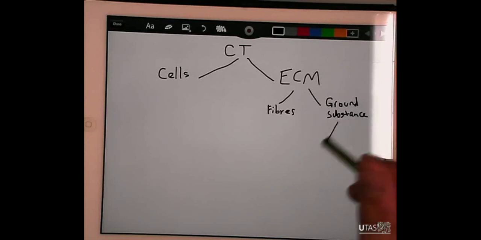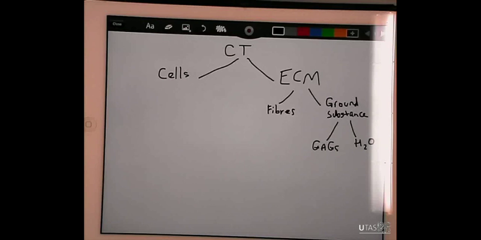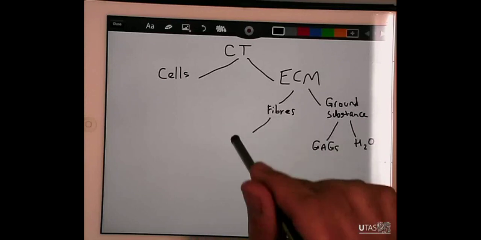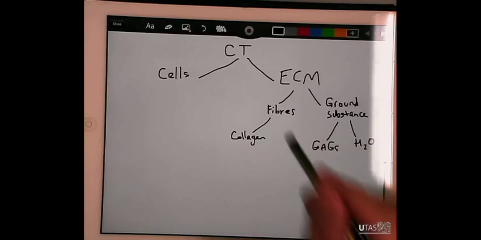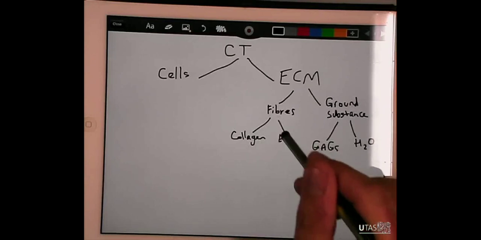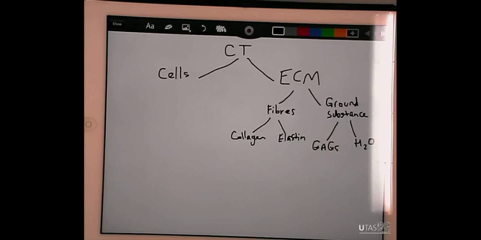Ground substance is made up of GAGs and water. Water is made up of hydrogen and oxygen. No, I don't need to go to that level, but you get the idea. Fibres are made up of collagen and elastin, or elastic fibres.